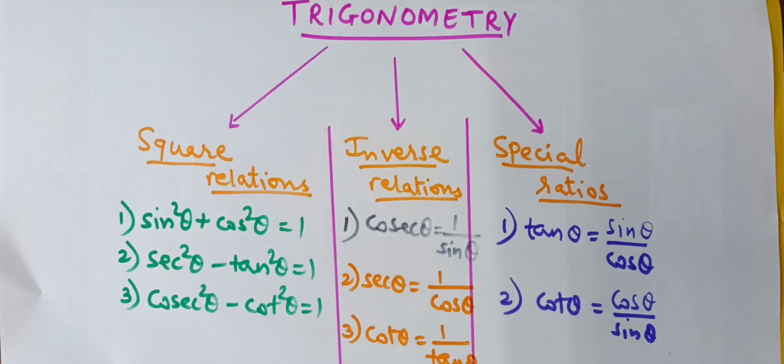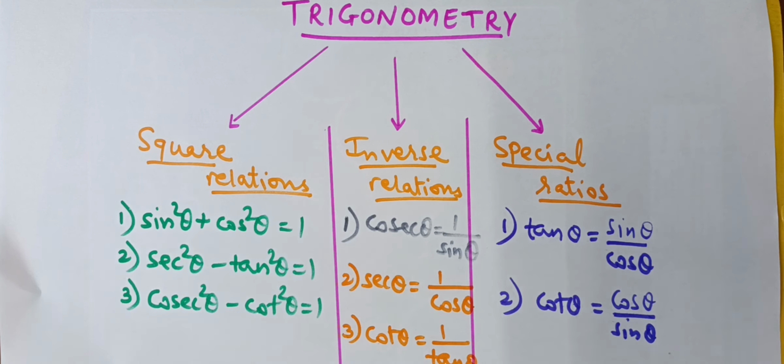Dear students, we are starting with the concept of trigonometry. In trigonometry, for proving any result, we have to remember these relations. Initially, in the first column, you can observe three square relations that you can remember with the help of categories. Those categories are SC, ST, and OBC. OBC means we have to consider CC. So first is sin square theta plus cos square theta always equal to 1.